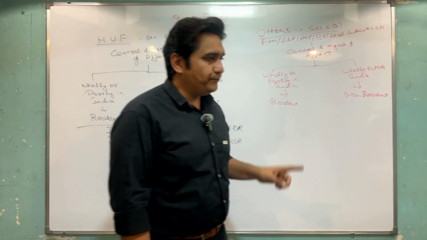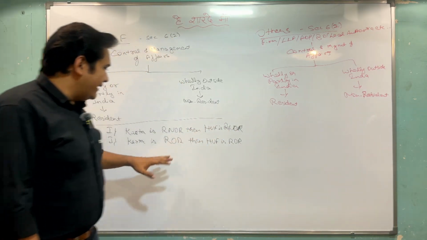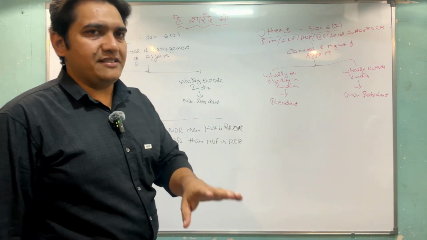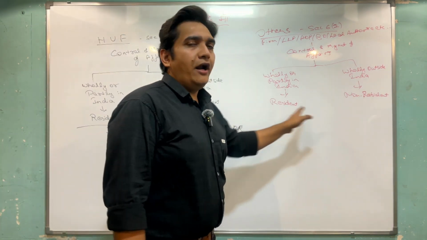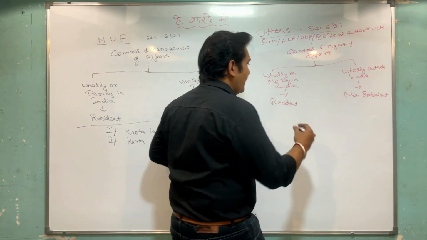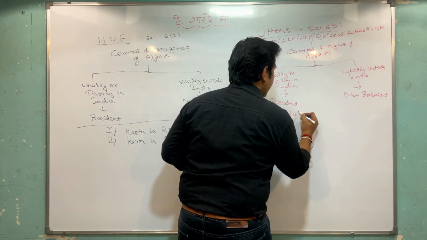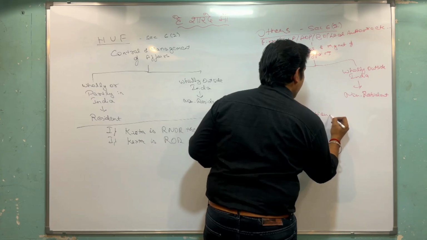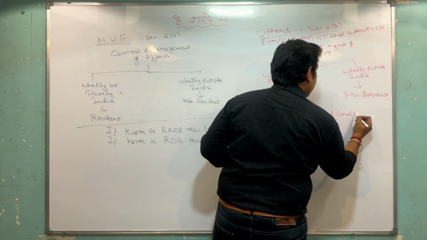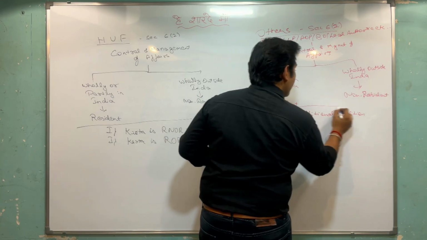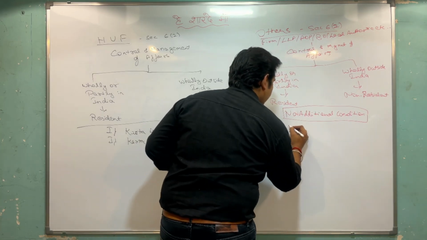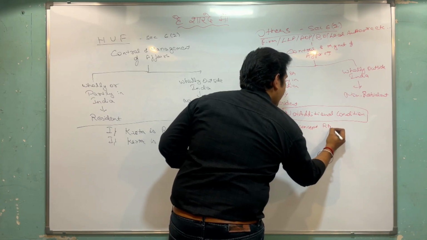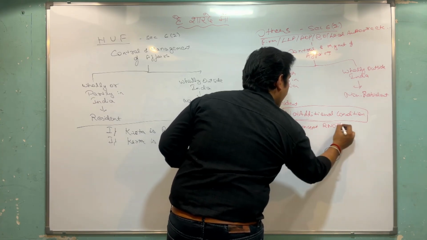Now, like we had a condition in HUF that if the Karta is resident and ordinarily resident, then HUF also would be resident and ordinarily resident, we do not have a similar condition here. No additional conditions. Right? So that basically means no concept of RNOR.